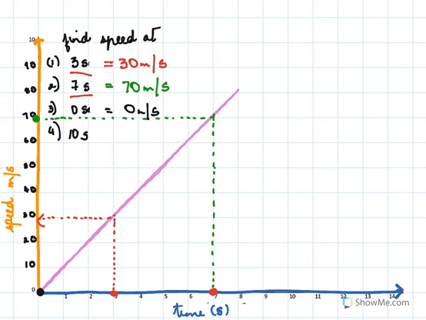Now let's look up to see at 10 seconds. So first at 10 seconds, where is 10 seconds? Here is 10 seconds. So from 10 seconds, we go up to the graph here, and then we go up to the velocity, and this we see is 100. This is 100 here. So this will be now 100 meter per second. So in this, the body is increasing its velocity.